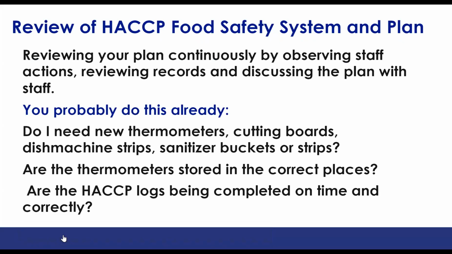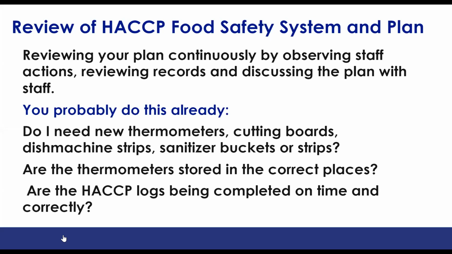Okay, by reviewing your HACCP plan continuously, by observing your staff's actions, reviewing records, and discussing the plan with the staff. Maybe you noticed somebody was going over to wash their hands and you guys were really busy, so they didn't take the full 20 seconds to wash their hands. They just kind of got a little bit of soap and rubbed the tips of their fingers. Then you could make a mental note of that and discuss the plan with the staff so that they are aware. And that happens more often, unfortunately, than we want to admit. You probably already do this.